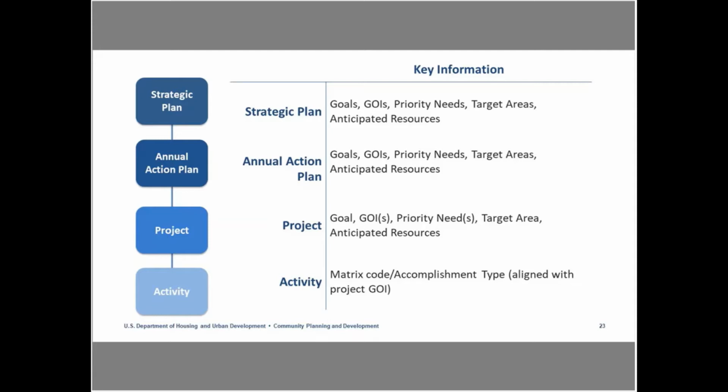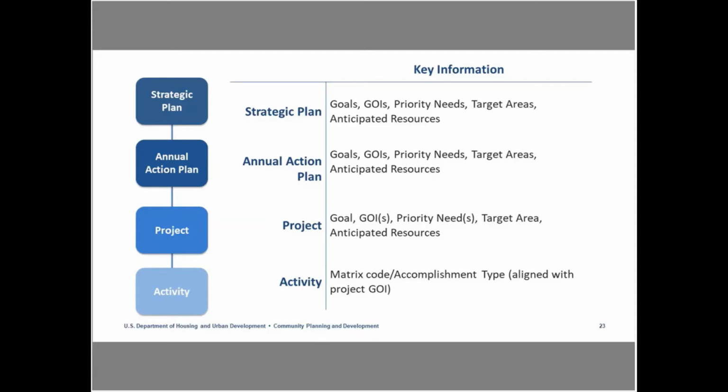Then at the activity level, it can get a little tricky because activity level information isn't directly captured in the strategic plan and action plan. So you include projects in your action plan, and then you set up activities in IDIS, and then you connect those activities to those projects that are included in the action plan. And so you can think of the projects as a connection or a bridge between your strategic plan, action plan, and the rest of IDIS.